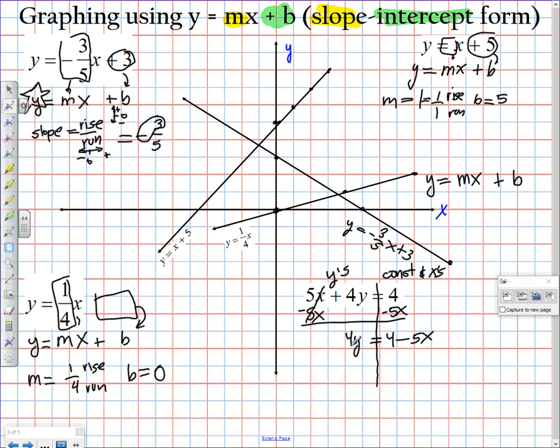The last step, get the y by itself. Divide by 4. Whatever you do to one side, do it to the other. Divide the right side by 4. Everything by 4. These will cancel, so you have y is equal to 1. Can 4 go into 5 evenly? The answer is no, so the answer is 5 fourths, 5 fourths, and then the x right here.